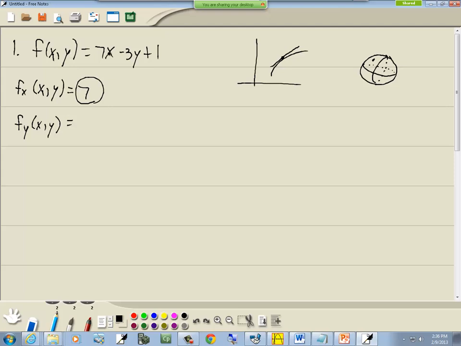Now we can also take this with respect to y. Again, we treat the x term here as a constant, so that drops away. And the derivative of negative 3y gives us negative 3. And those are our answers.